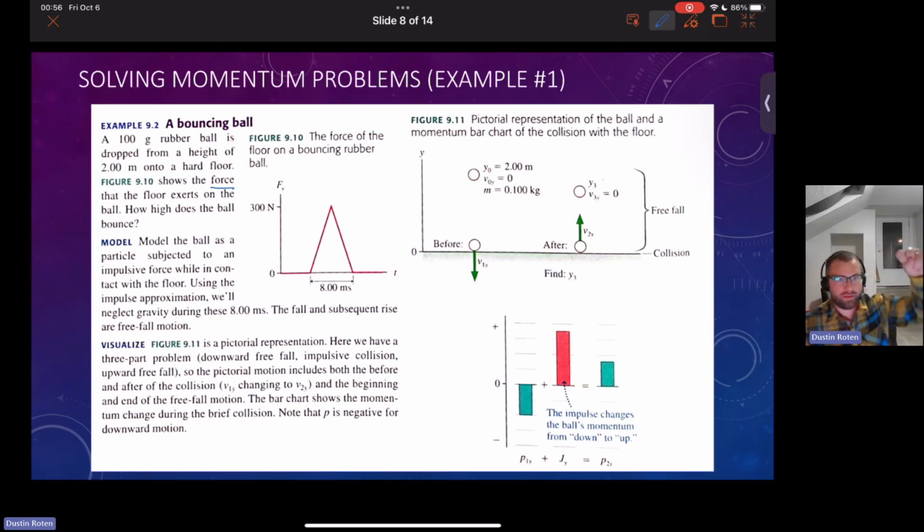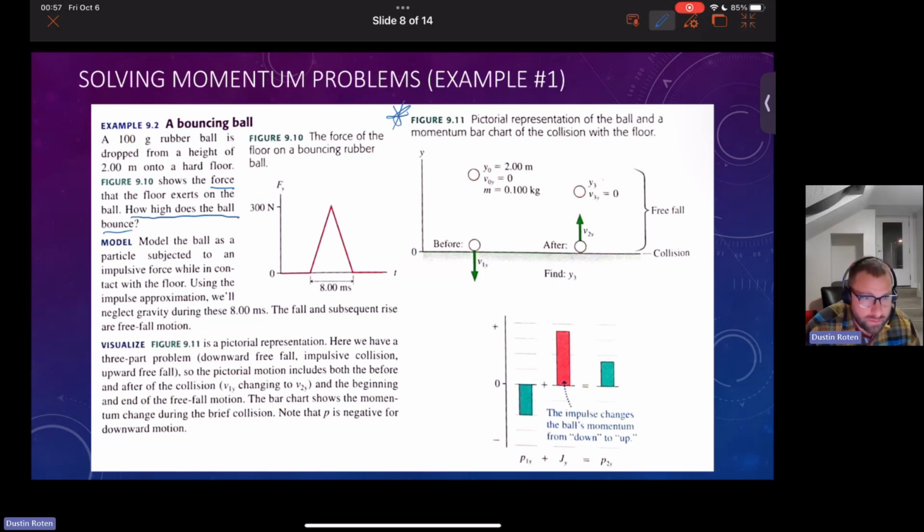Okay, so we're dropping the 100-gram ball 2 meters onto a hard floor. We've got some impulse and the ball bounces back. So how high does it bounce as the ball bounces back? Okay, well, first we need to model the situation, which we have over here. We have a model and visualization. We also have the impulse chart here, the bar chart.